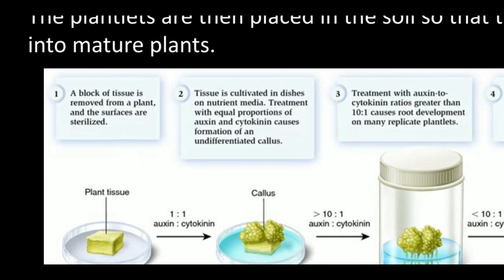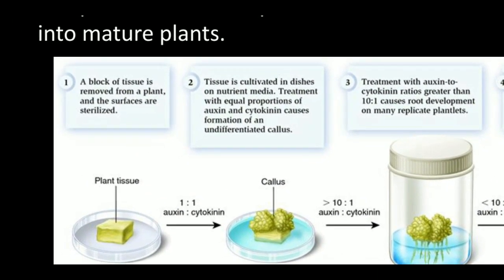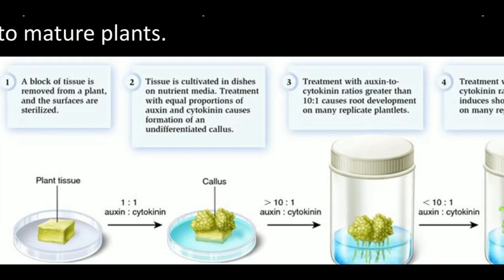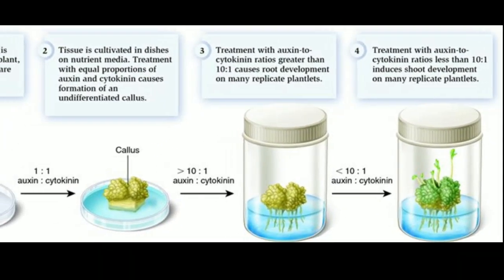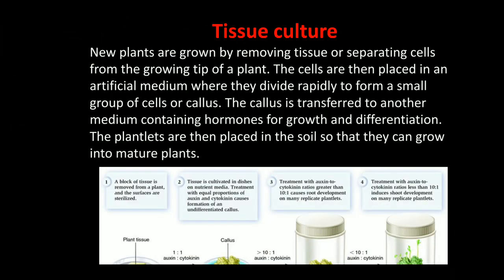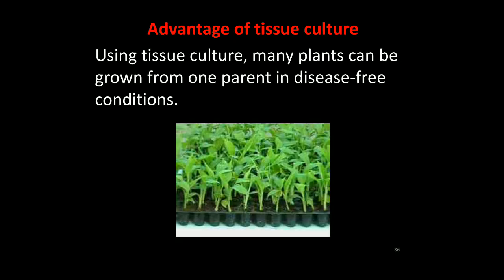See how it is called? This plant tissue. Again, some part tissue is formed from a single cell. Plant tissue is formed from that callus. Then it will have its roots and then it is placed. That is how the tissue culture works. Advantages of tissue culture. Using tissue culture, many plants can be grown from one parent. Disease free, good plants we select, and we can grow many once for all together.